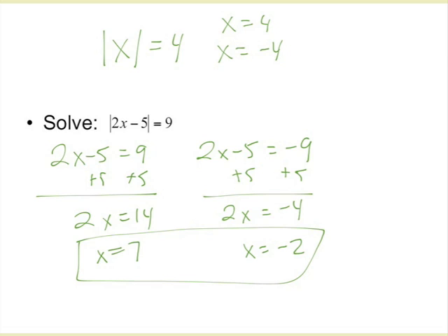So x could be 2 different numbers. X could be either one of those numbers, and the statement would be true. So this is like an or answer. It could be one or it could be the other. It can't be both necessarily, at least not at the same time. But it could be one or it could be the other, and they both work.